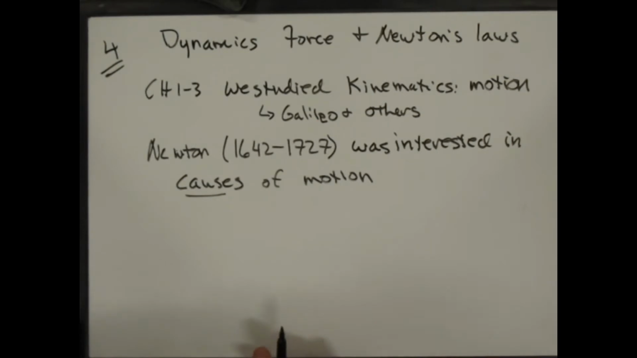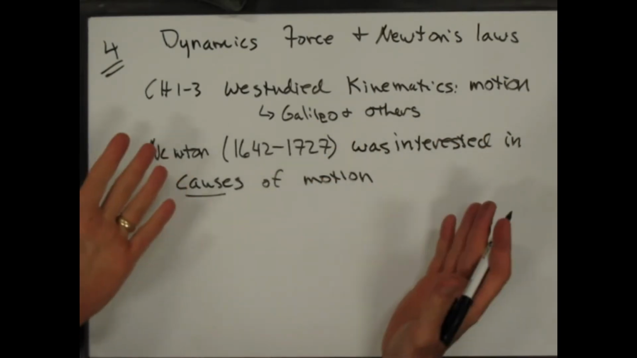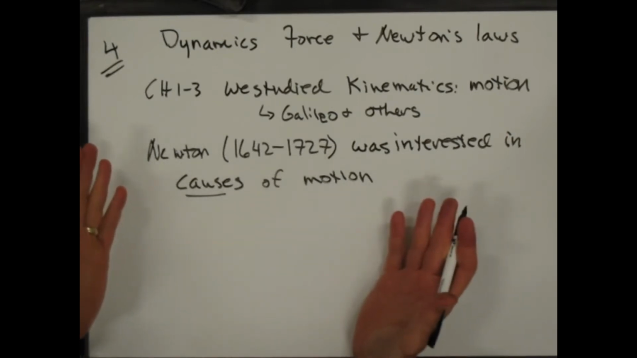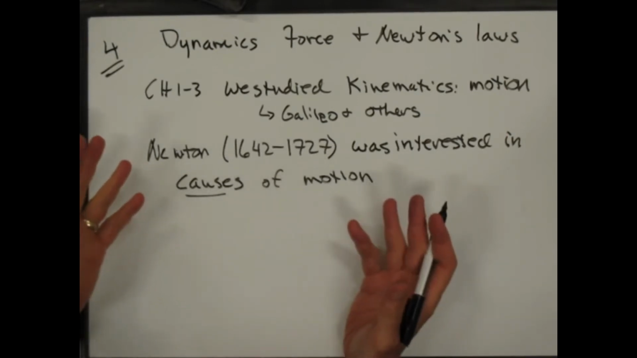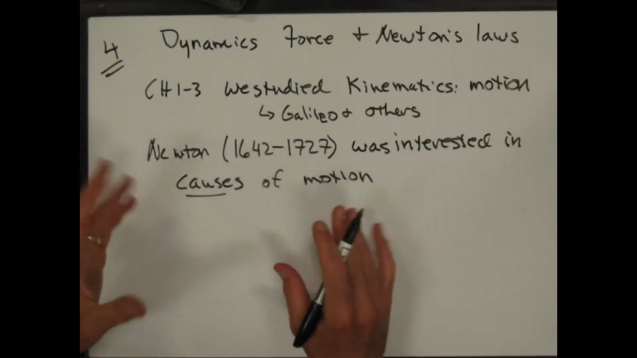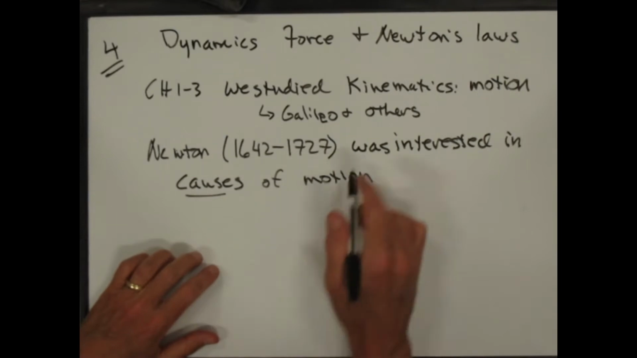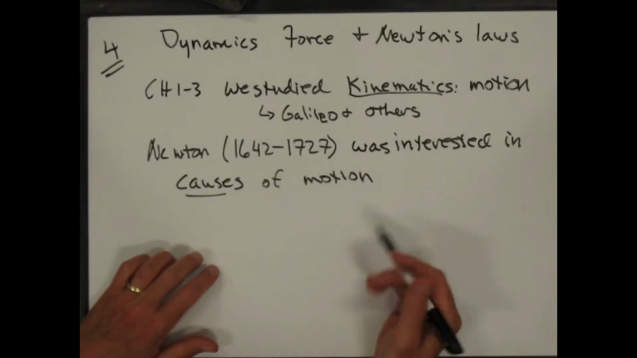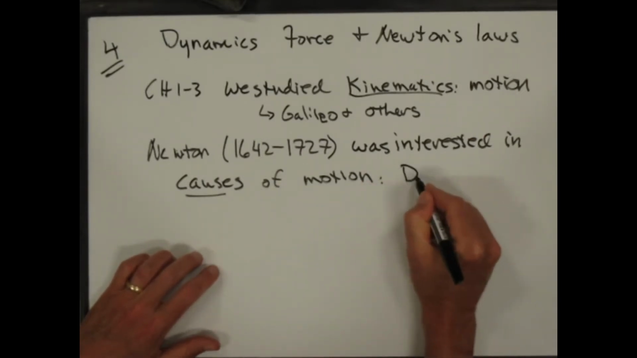So kinematics was just, when we were working on all those problems, we didn't actually say how did the car start to move, or what caused the ball to accelerate as it fell, or any of that stuff. We just accepted that it was moving, and then we solved problems based on how it was moving. That's what kinematics is. But Newton was interested in what causes things to move, and this field is called dynamics.